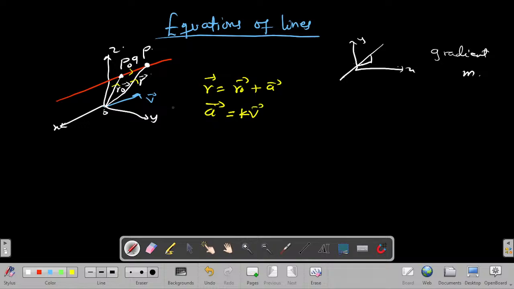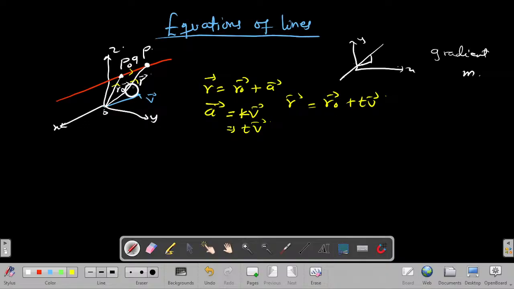So with that in mind, instead of k, let's say t, popularly used, so I can replace my a with tv. r is equal to r naught plus tv, where t is any arbitrary constant, okay? So this is what we call the vector equation of a line. This is a vector equation of a line.